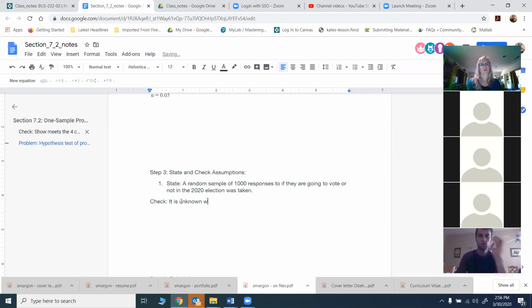Do you want us to just assume it's unknown if it's not stated for these problems? Yes. Okay. So it's unknown what kind of sample was taken, so this assumption may not be met.